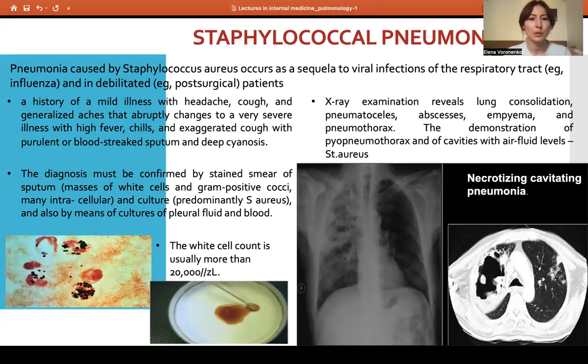The diagnosis must be confirmed by stains and smear of sputum and culture, and also by means of culture of pleural fluid and blood. X-ray examination reveals lung consolidation, pneumatoceles, abscess, empyema, and pneumothorax. The demonstration of pneumatoceles and of cavities with air-fluid levels suggests Staphylococcus aureus.